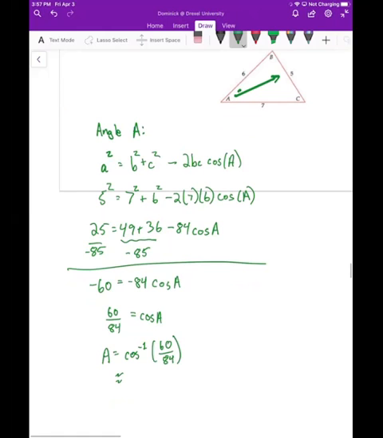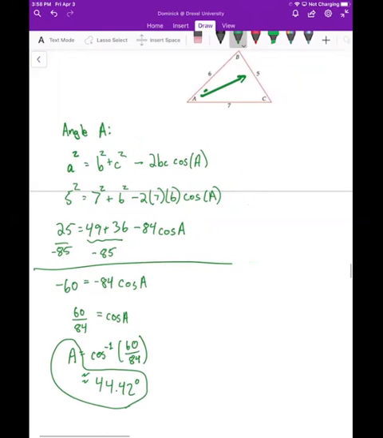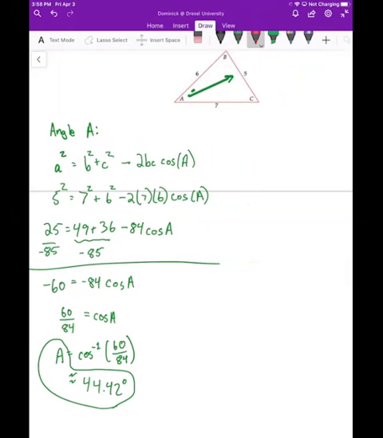And that will give me roughly 44.42 degrees. All right, so we have our first angle, angle A, 44.42 degrees. Now we can do something similar for angle C or angle B, it doesn't matter. Let's do angle B, I guess.